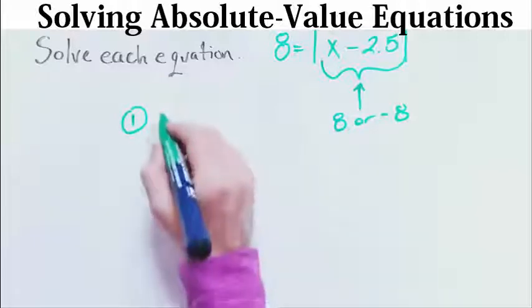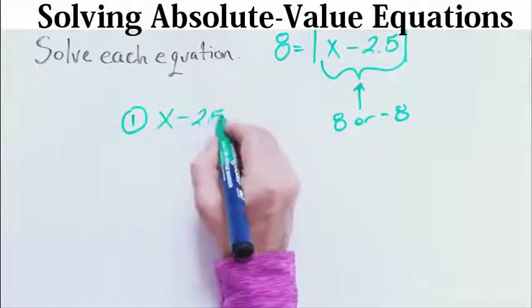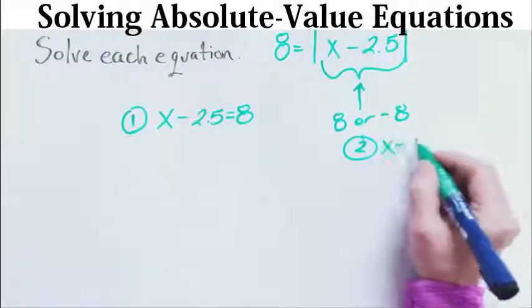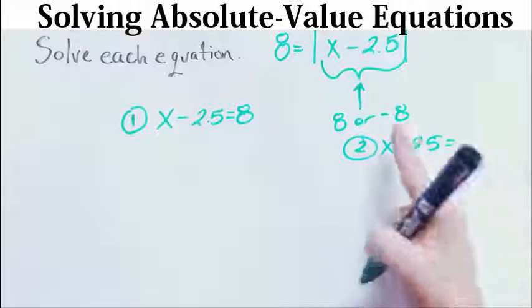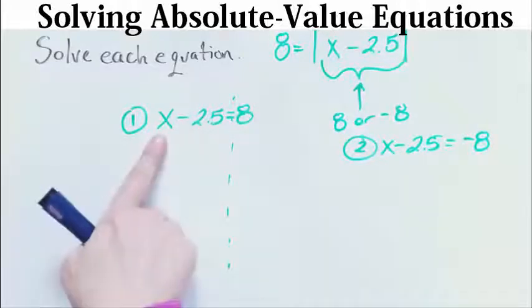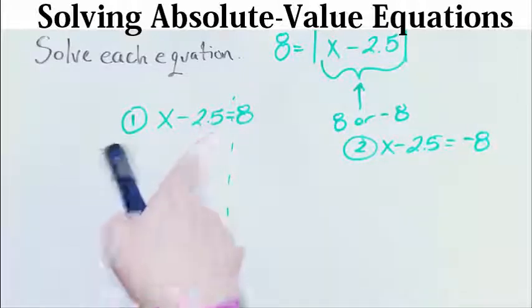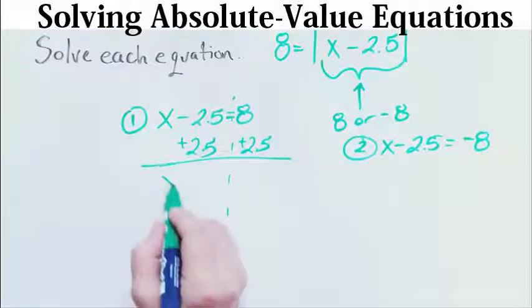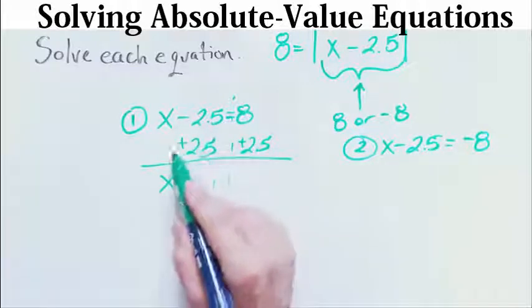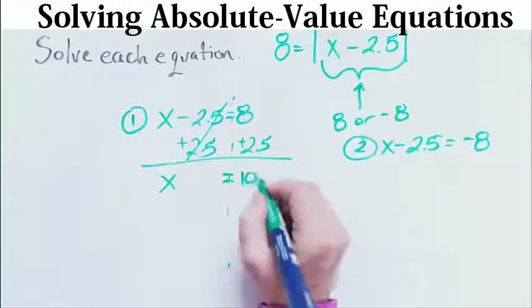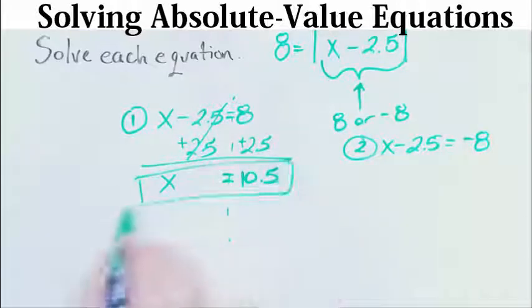We have the case where x minus 2.5 was equal to our positive 8, and then we have the second case where x minus 2.5 is going to be equal to our negative 8. We need to solve both cases to get both answers. So here's my equal balance beam. I want x by itself. I need the negative 2.5 to be paired with a positive 2.5 to make it go away. X is all by itself. A negative 2.5 paired with a positive 2.5 turns to 0. Equals 8 plus 2.5 is a 10.5.